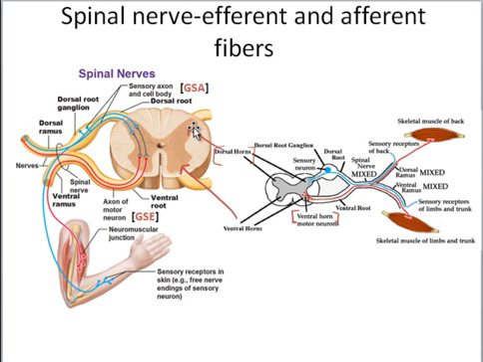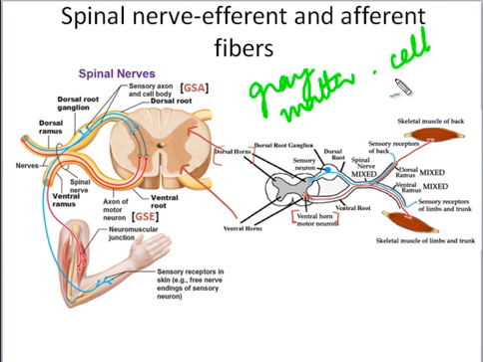If you look at the spinal cord, there is gray matter which is present in the center of the spinal cord. There's white matter which surrounds it on the outside. Gray matter always has the cell body of a neuron. And what do I mean by cell body?